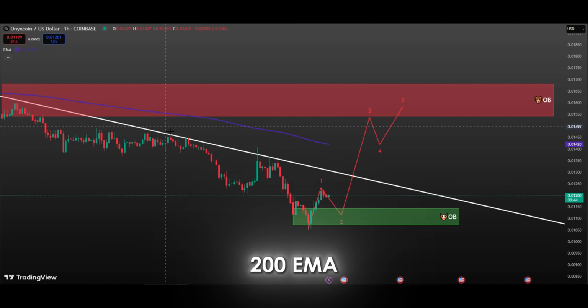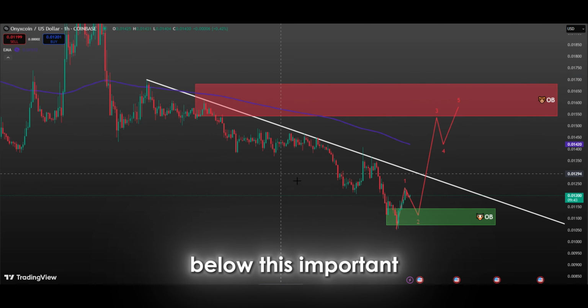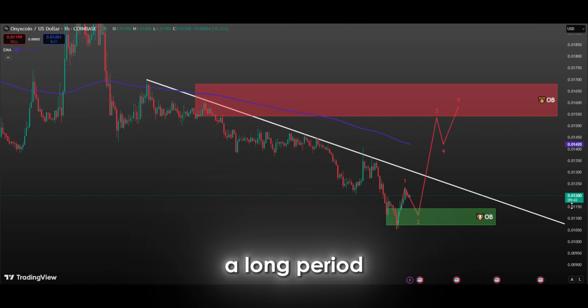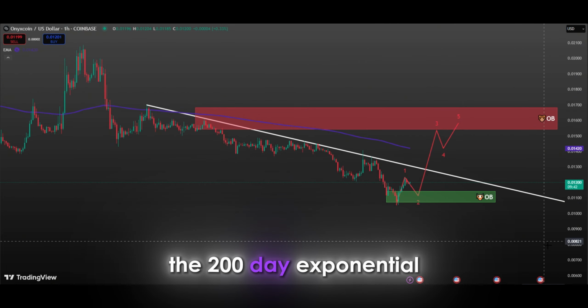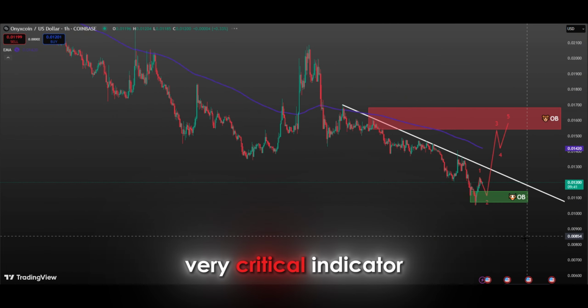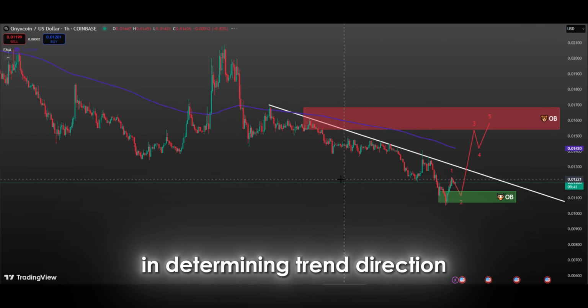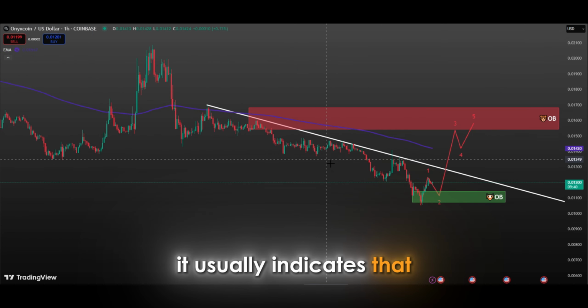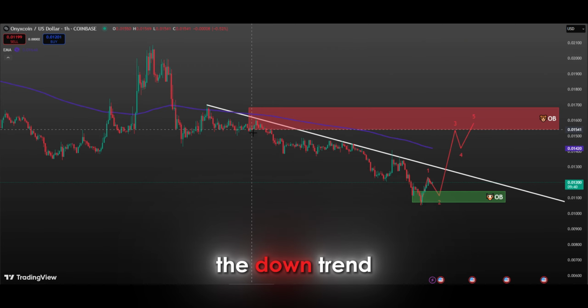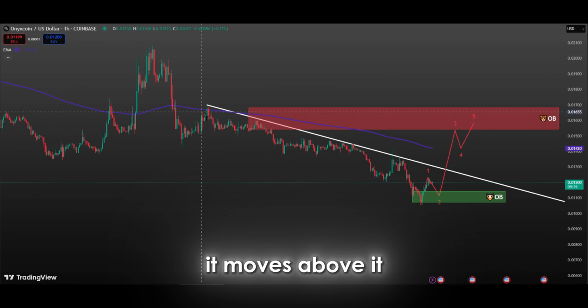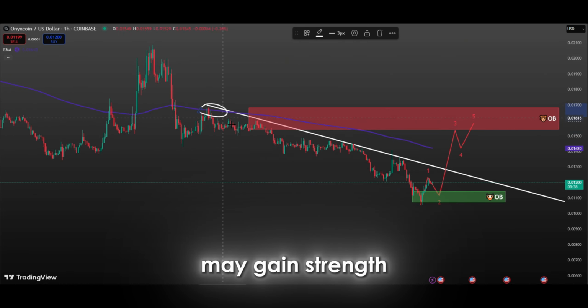Looking at the 200 EMA, we see that price has been below this important moving average for a long period of time. The 200-day exponential moving average is a very critical indicator in determining trend direction. It usually indicates that if the price is below this level, the downtrend continues, while if it moves above it, the uptrend may gain strength.